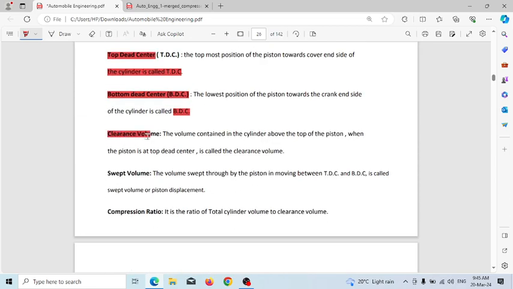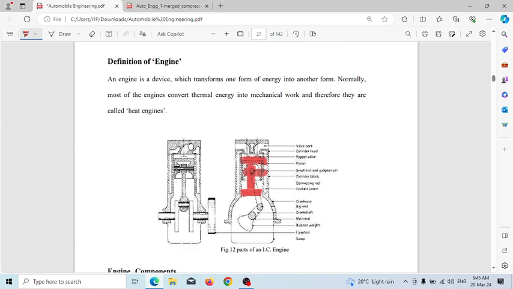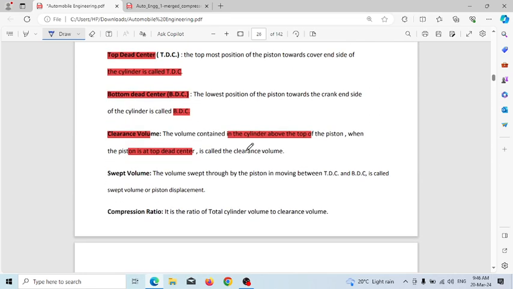Clearance volume: the volume contained in the cylinder above the top of the piston when the piston is at top dead center is called clearance volume. This remaining portion, this volume, is called clearance volume. The gap between TDC and the upper portion of the cylinder cover plate is called clearance volume.